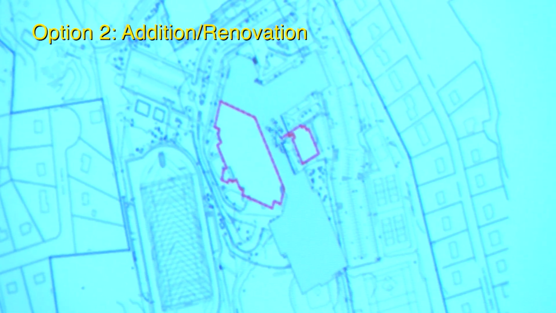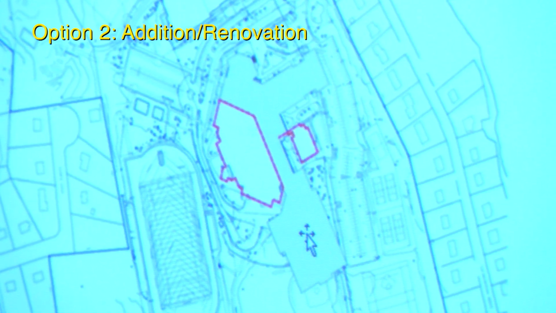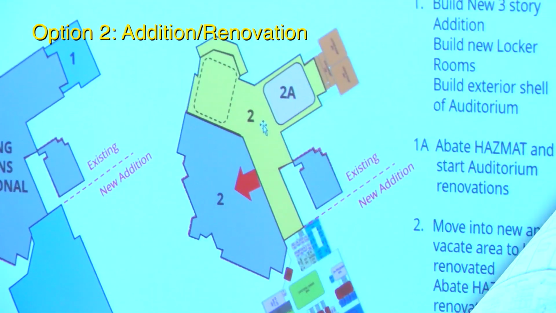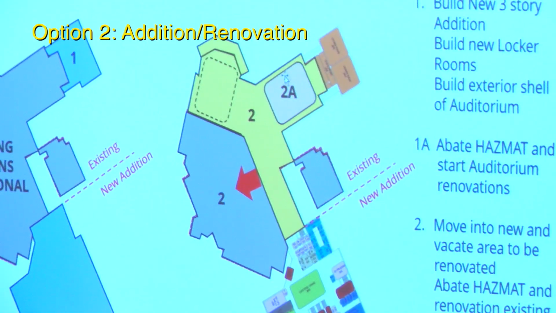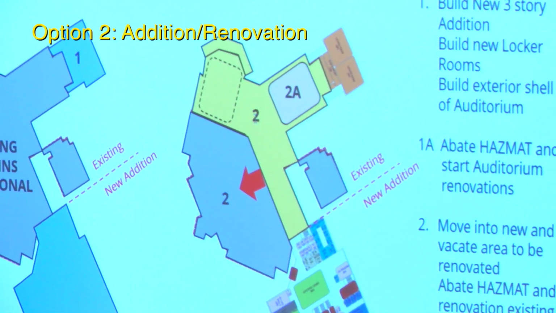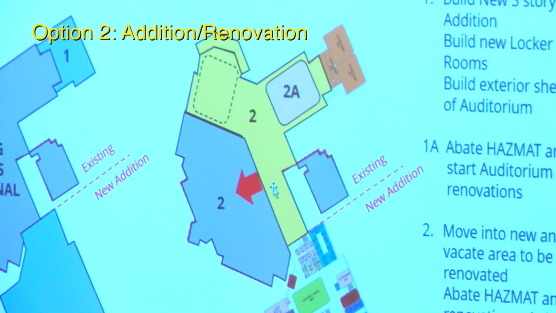So what you're looking at is a bird's eye view of how we could do an addition and renovation, which is what you see here in the tan. How would that compare to the area of the building we would demolish, the area of the building we would save and renovate? And so the gym is here in that peach color, and the science labs are right above where the cursor is now.